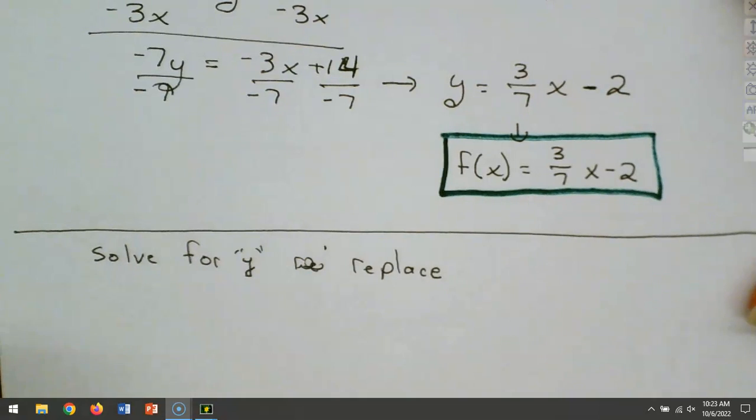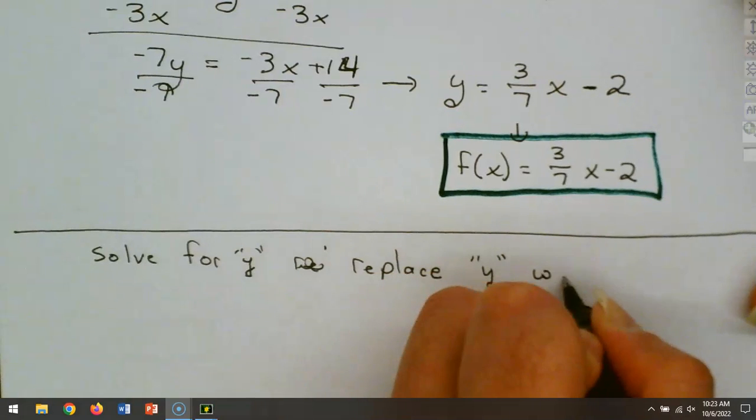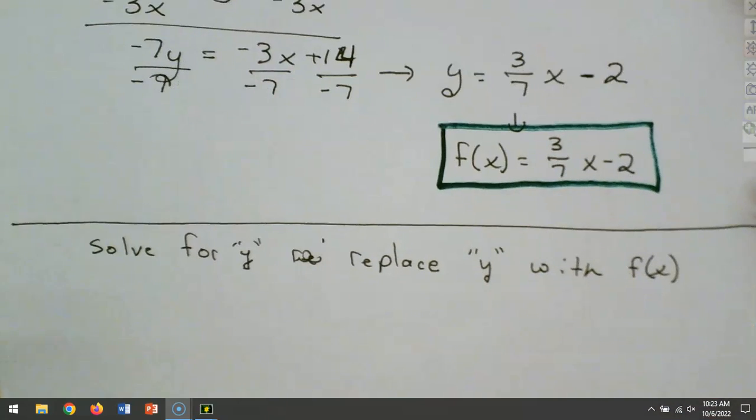Same concept again. Solve for y. Replace y with the function notation f of x. So, simple enough.